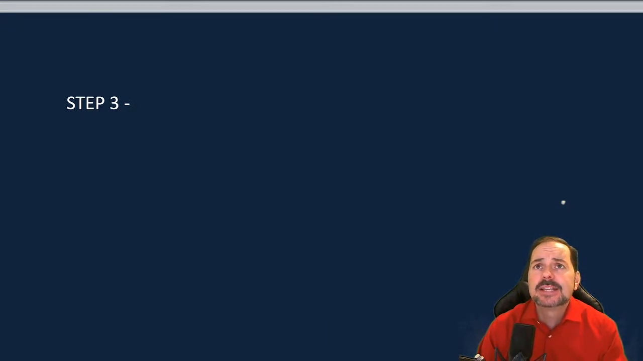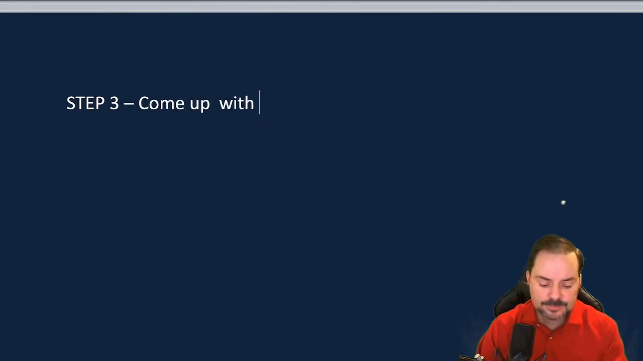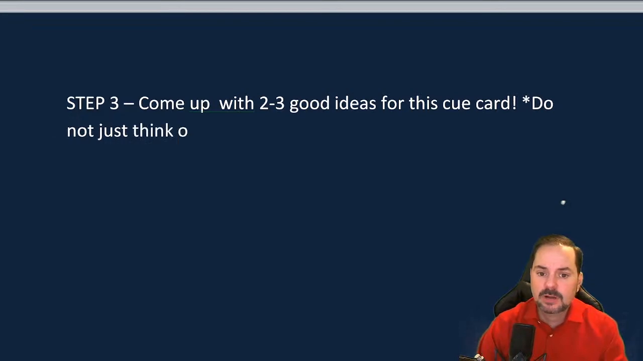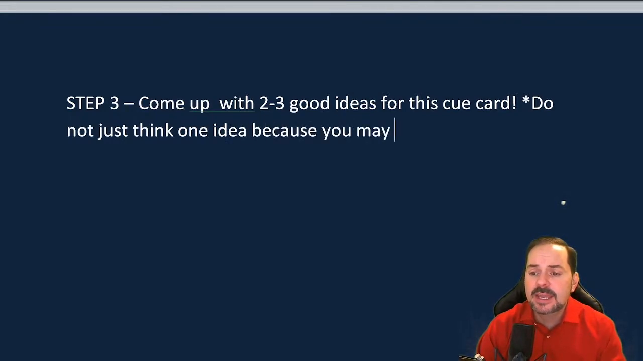Okay, Jainil says 2 to 3 ideas. Yeah, not the first sentence yet, Harwinder. We're not there yet. First, you have to come up with 2 to 3 good ideas. 3 good ideas for this cue card. Okay, do not just think of one idea because you may get into a difficult situation.